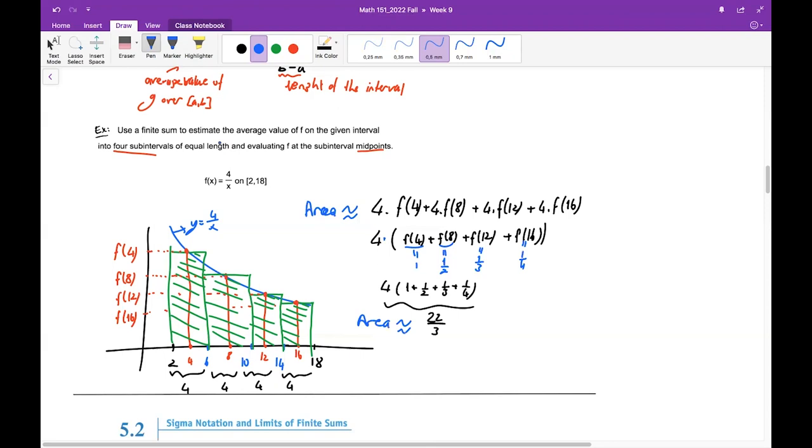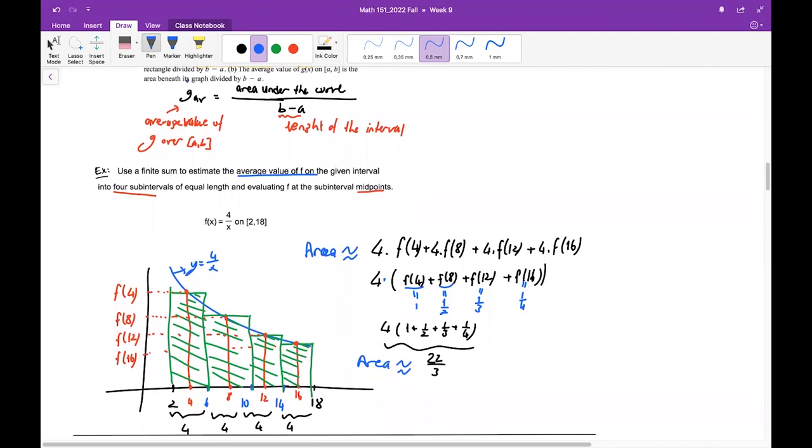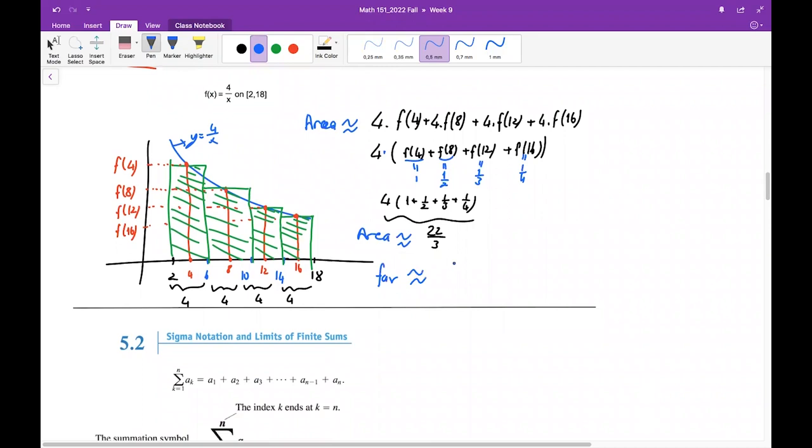What we want to find is, in fact, something else. We want to find the average value of f over that interval. So we have an estimation for the area. All we need to do is divide by the length of the interval. The area should be divided by the length of the interval to give an estimation for the average value. So f average is approximately the area divided by the length of the interval, which is 18 minus 2, that is 16. That's why it is 22 over 3 over 16. You can leave it like this.